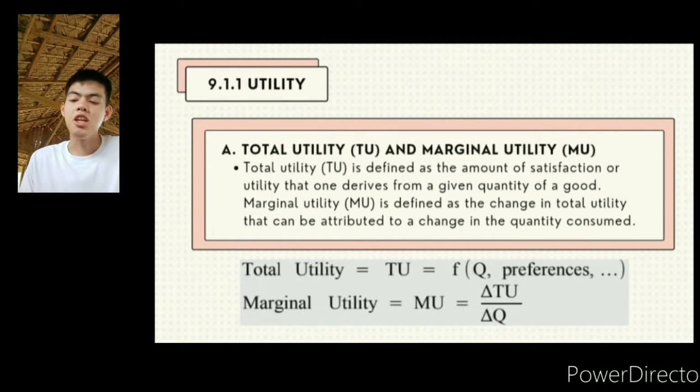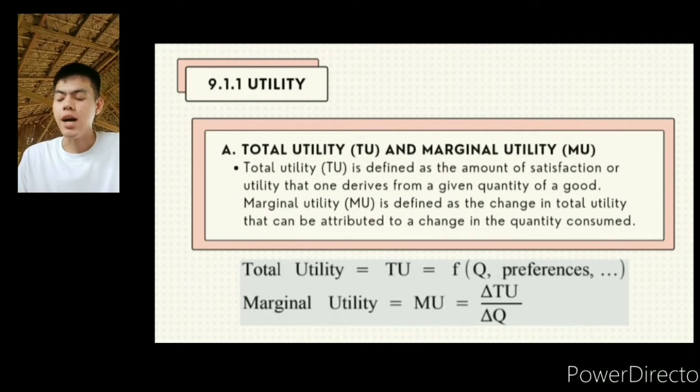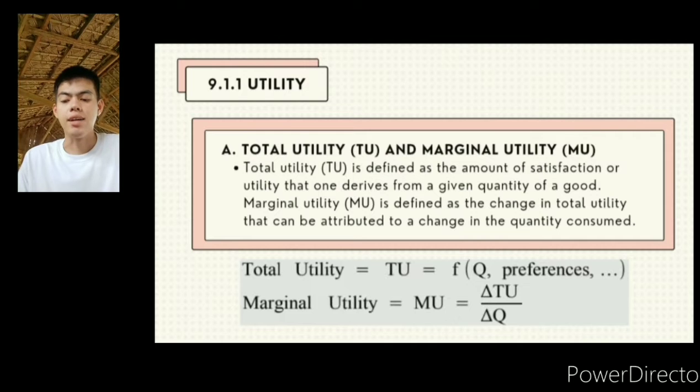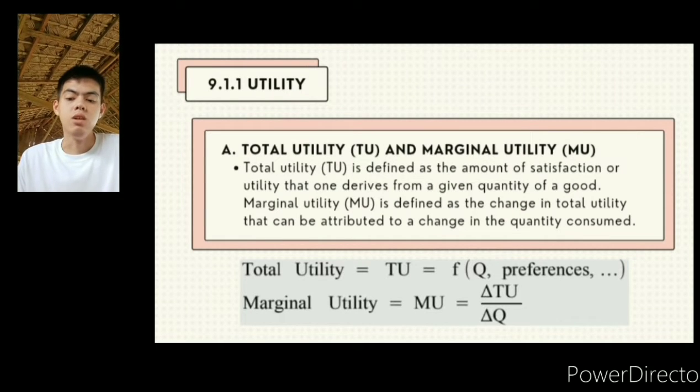While the marginal utility, ito naman yung pagbabago sa total utility na maaaring iugnay dun sa number of goods na nagamit. Then, total utility and marginal utility can be expressed through total utility equals f of preferences. Then, the marginal utility equals total utility over quantity.